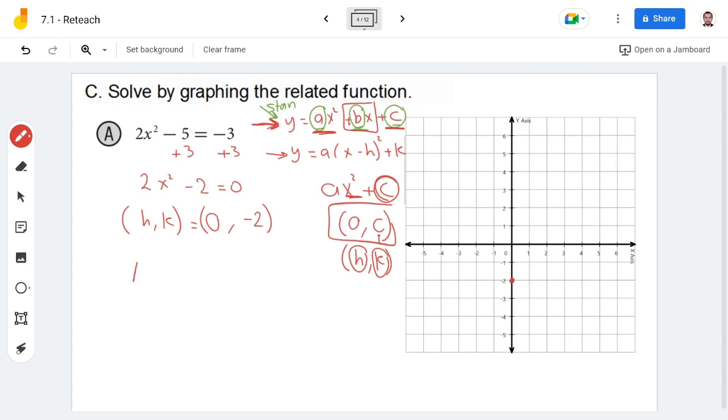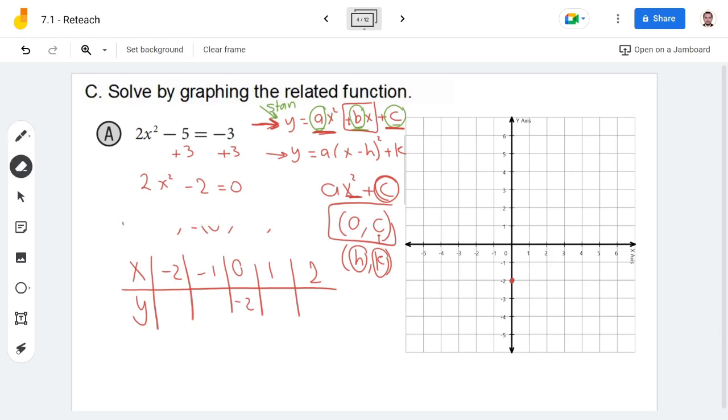Now let's create the table to graph my function, x and y. Okay, 0, negative 2. Pick 2 points less than 0, negative 2, pick 2 points greater than 0, 1 and 2. Now you can replace them in the function. Let me erase just this one for a second. So now I can write y is equal to x squared minus 2. And we know that h and k is 0, negative 2. Let me write it here.